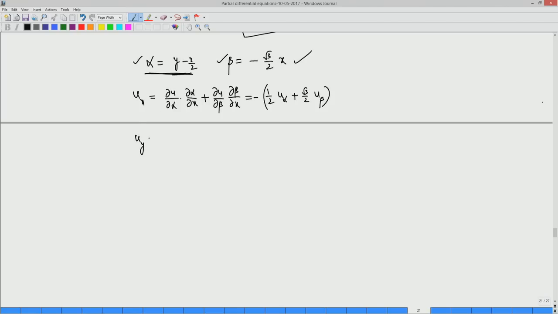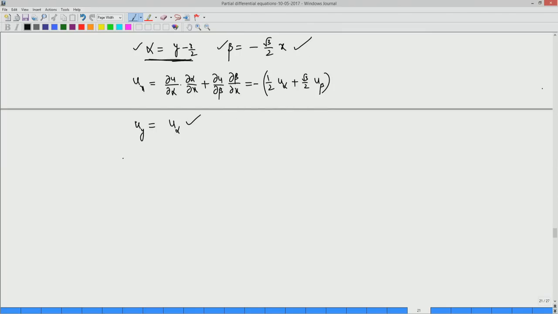Uy is the same thing, dou u by dou alpha, so that is u alpha into dou alpha by dou y, instead of dou alpha by dou x you have dou alpha by dou y, that is simply 1. So you have u alpha plus dou beta by dou y, there is no function of y for beta, so that is 0. So I have simply dou u by dou y as the simpler form.